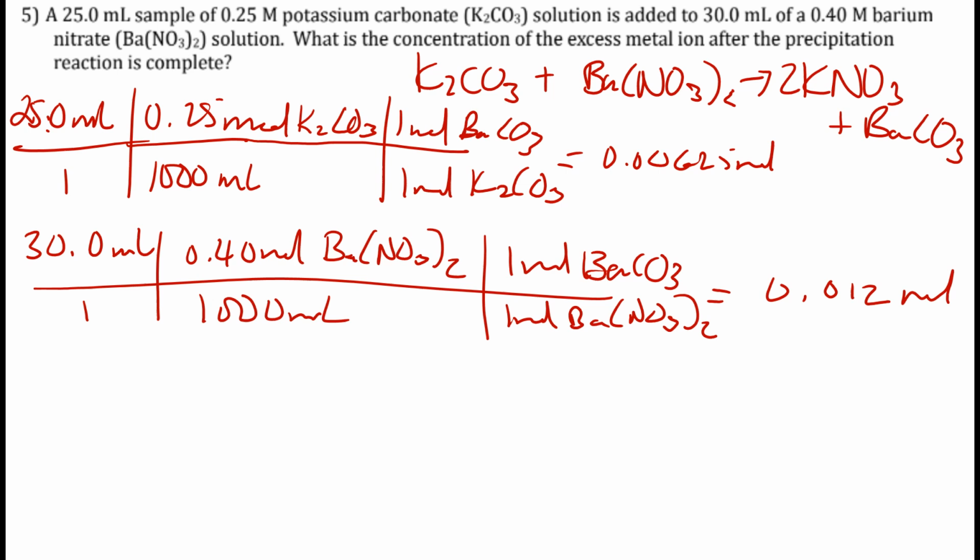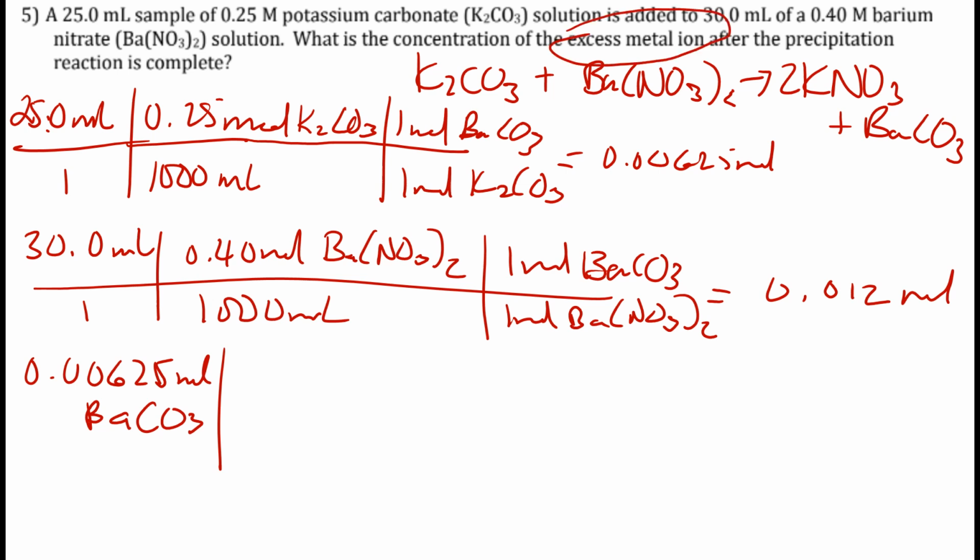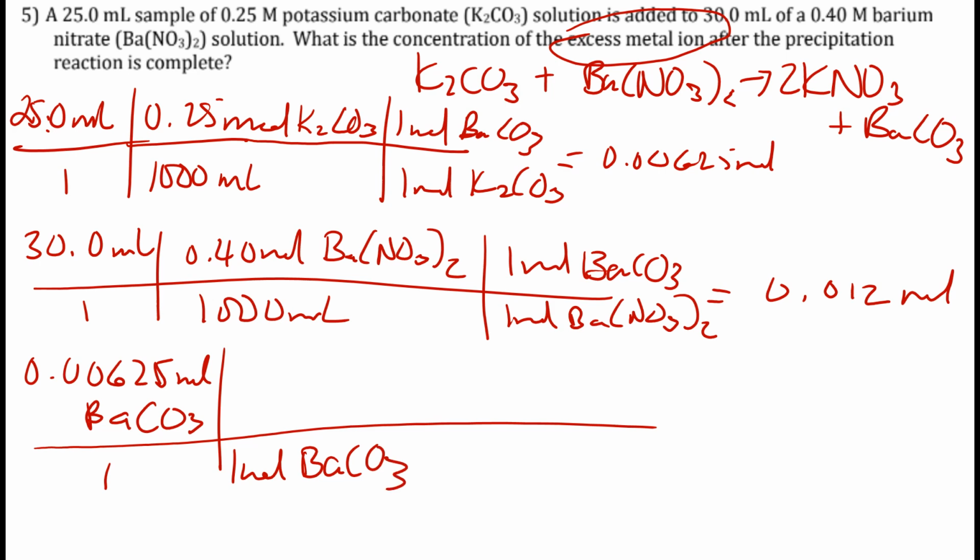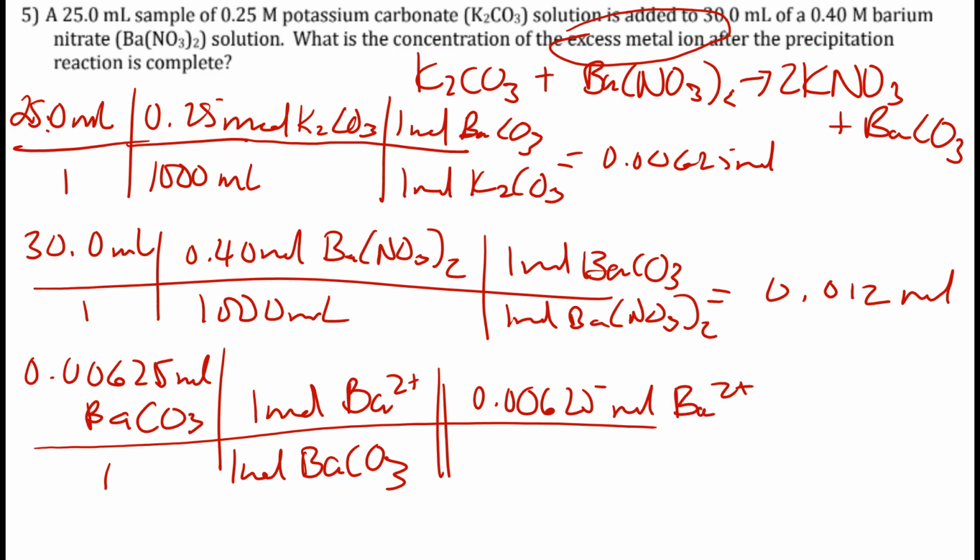So you're going to take your 0.00625 moles of barium carbonate, because it wants just the excess metal ion. In 1 mole of BaCO3, you have 1 mole of barium ion. The idea is that you are converting the units, so it's important to recognize what the units are now. So now our unit is 0.00625 moles of Ba2+. This is how many moles of barium 2+ will be used by the precipitate.